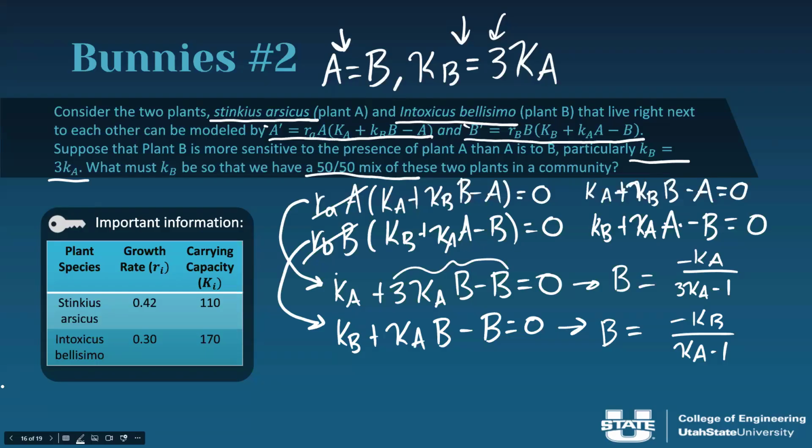Now I'm just going to set these two equal to each other. So we're going to have minus Ka over 3 kappa A minus 1 equals minus Kb over kappa A minus 1. I'm going to multiply both sides by each denominator so that we get rid of all our fractions.